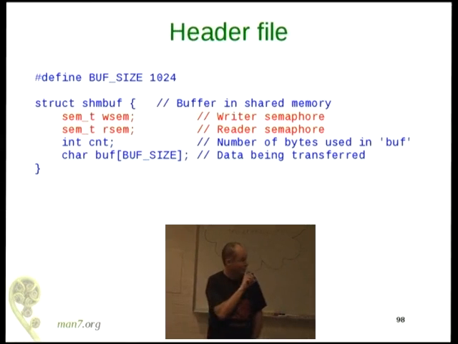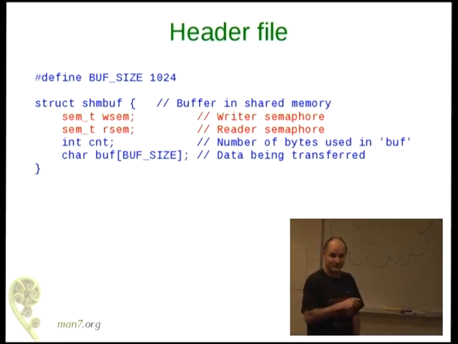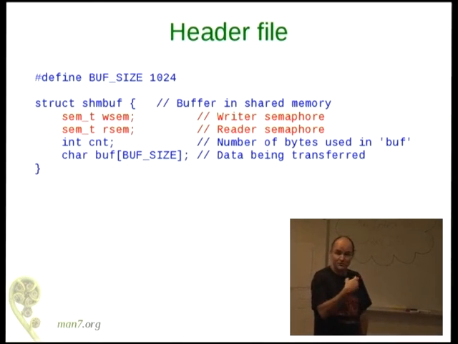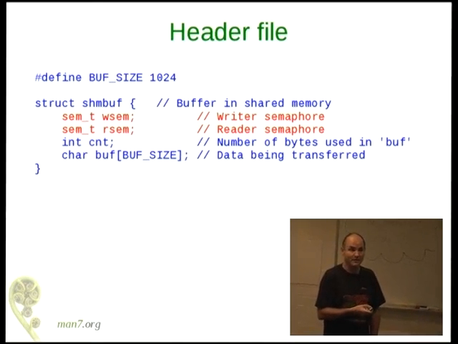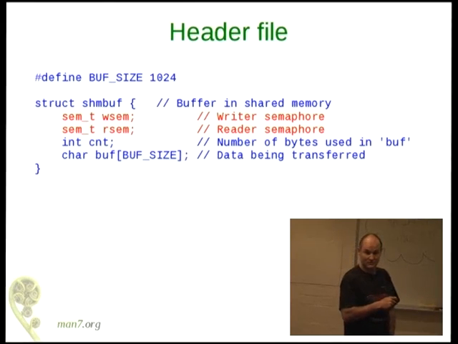Okay, I'll look at a little bit of code that does this. So here's the data structure that I'm going to use to structure a piece of shared memory to allow this sort of data transfer. The buffer has the two semaphores embedded inside it, the writer semaphore and the reader semaphore. And then there is the data buffer itself and a counter that says how much data is actually being used inside that buffer.